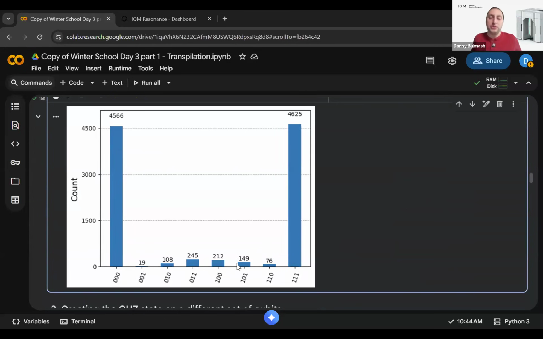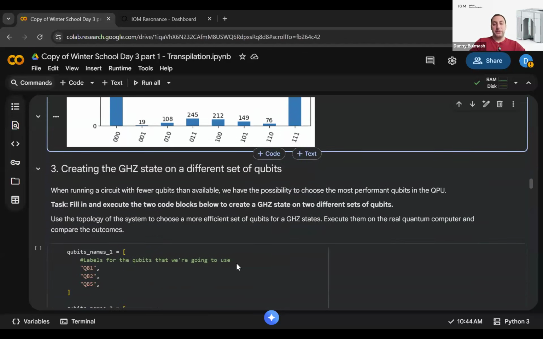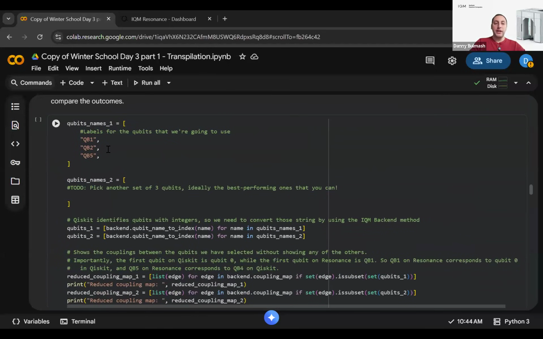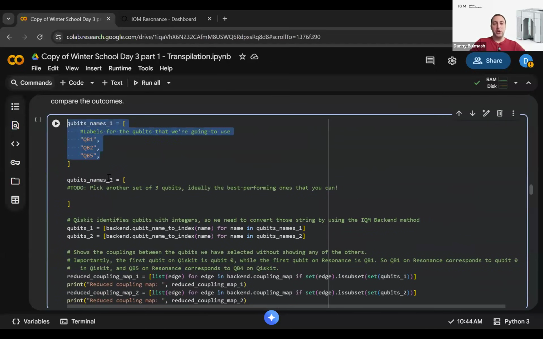Our circuit is supposed to prepare a state where the qubits are either all in the 0 state or all in the 1 state, and it wasn't perfect. So we want to see if we work on two different sets of qubits, if the noise will be different. So let's do that. What's happening here is that we've got two different lists of qubits.